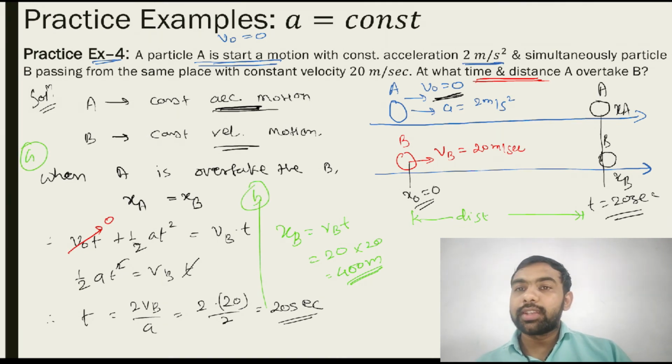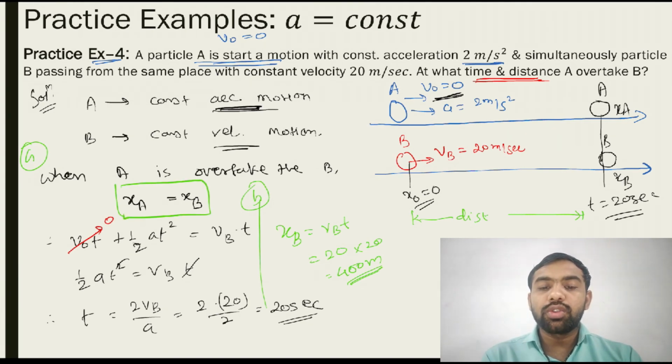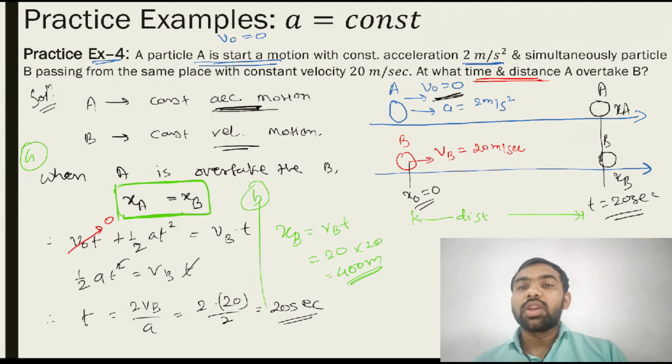Okay, so at 20 seconds A overtakes B. When A overtakes B, how much distance is covered? 400 meter distance is covered, because XA is equal to XB. You may find out XA or you may find out XB, you get the same answer, 400 meter. So our first answer is 20 seconds. Second answer is what? 400.